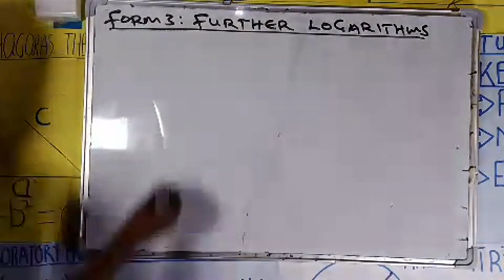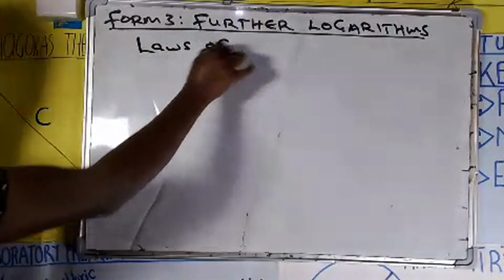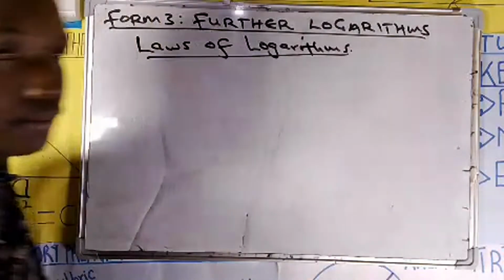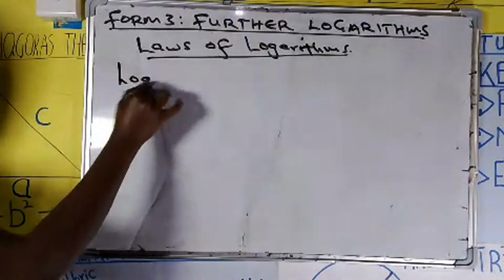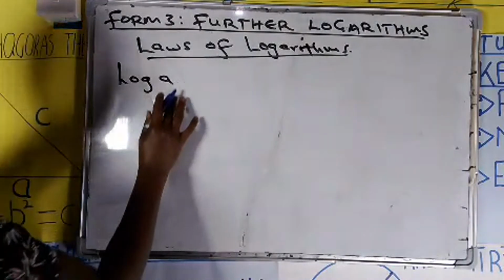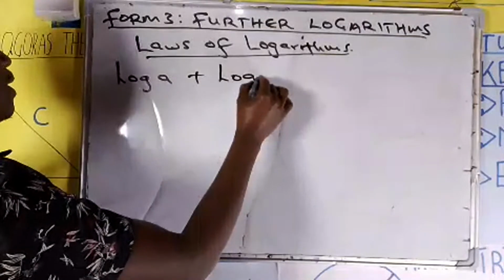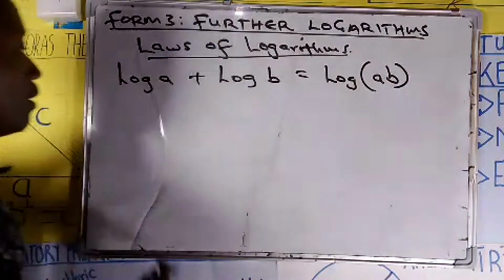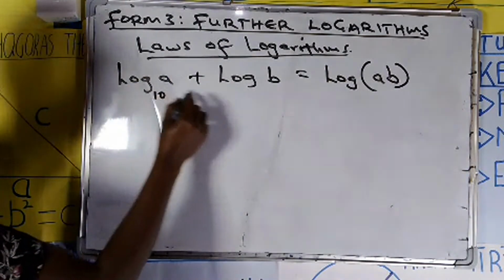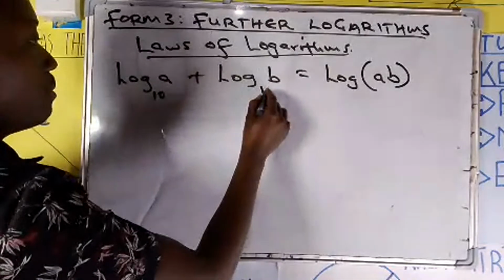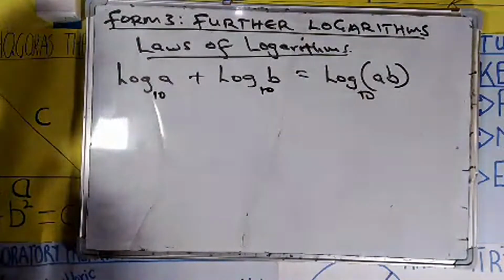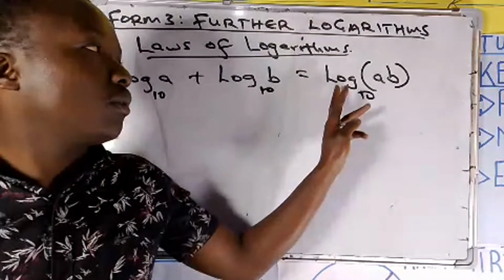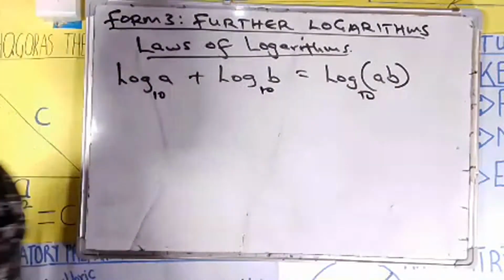So we have got different rows of logarithms that we really need to understand. That logarithm of A plus logarithm of B is equal to logarithm of AB. When we talk of logarithm of A, we mean base 10 or any base. It is not a must that it be base 10, it can be any base. So logarithm of A to base 10 plus logarithm to base 10 of B is equal to logarithm to base 10 of A times B. That is the first row, very important.